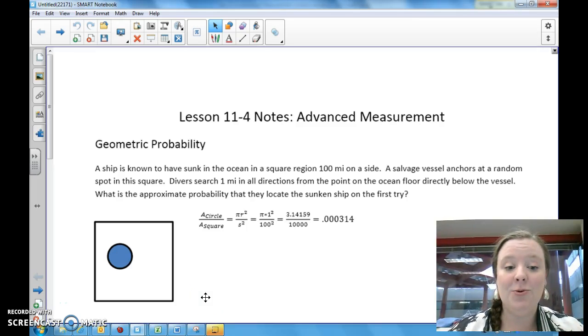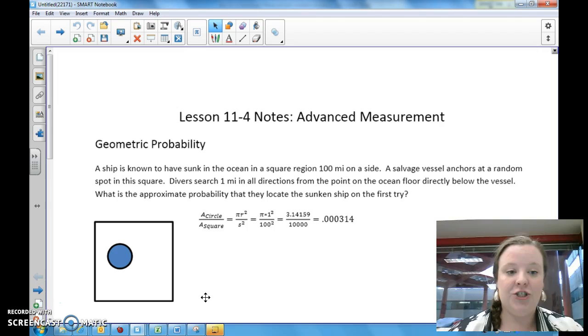Hello everyone and welcome to lesson 11.4, Advanced Measurement. There should be no new material in this lesson whatsoever. You are instead just going to focus on perfecting the skills we've already learned by doing some practice problems. Our first section is going to look at geometric probability.